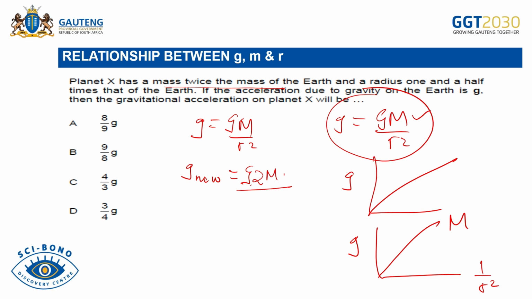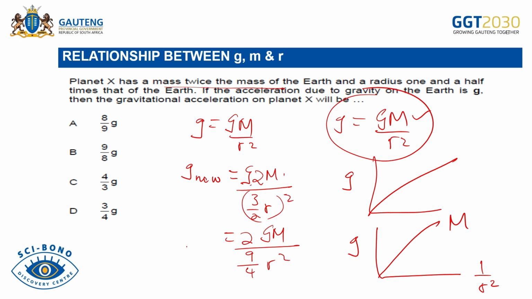Then we are told that the radius of planet X is 1.5 times that of the Earth. If they say 1.5, I'm looking at 1.5, which is the same as 3 over 2. So the radius is 3 over 2 r. But remember, it's all squared. So what am I having here? Twice GM over 9 over 4 r squared.